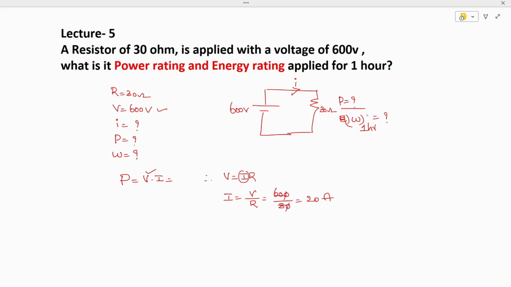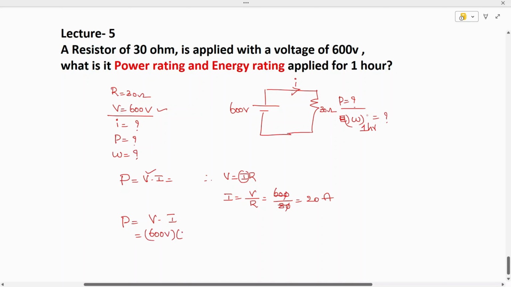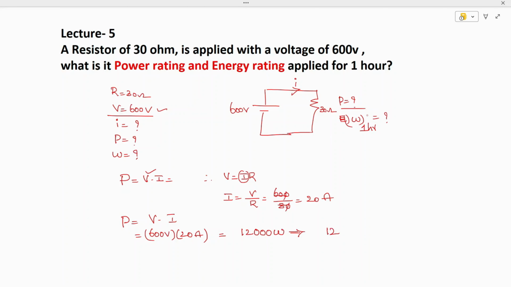Okay. So therefore the formula for power is equal to V into I. Therefore the voltage given in the question is 600 volts and a current of 20 amperes. Okay, when you multiply it, you are going to get 12,000 watts, and this can also be written as 12 kilowatts. This is the first formula.